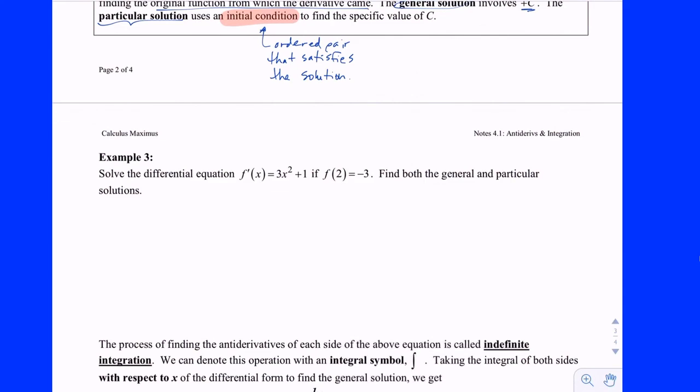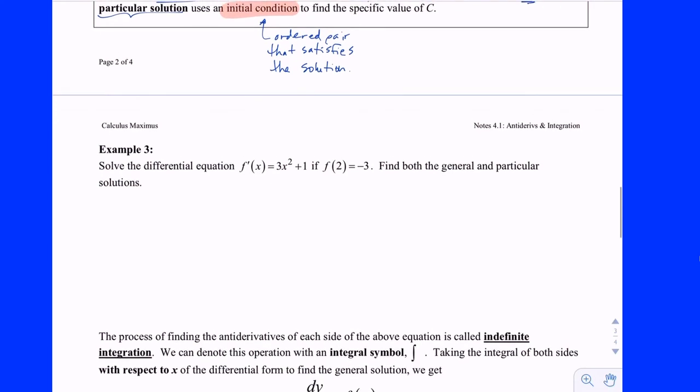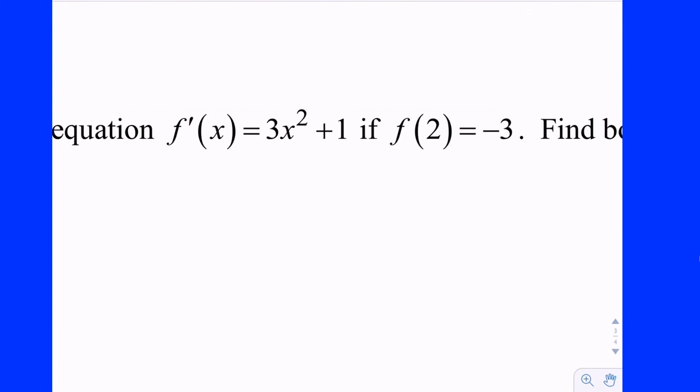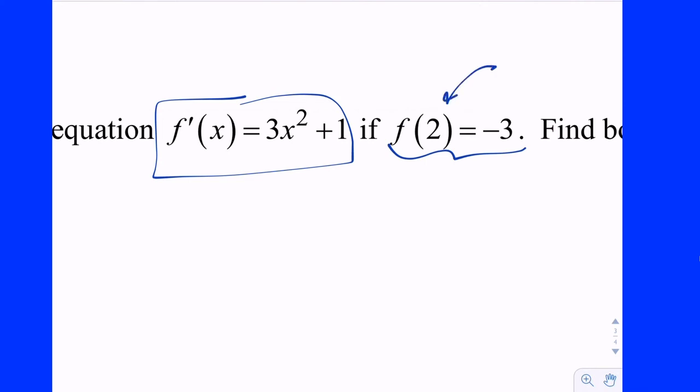All right, very quickly, let's do example 3, and then we'll call it a day. Solve the differential equation f prime equals 3x squared plus 1 if f of 2 equals negative 3. There you go. f of 2 equals negative 3. That's some information about f, and it's an ordered pair. If you want to think about it like this, it's 2 comma negative 3. So my antiderivative of f prime, namely f, has to pass through that ordered pair. So that's going to come into play at the end. You don't do that until after you get the general solution. So that's what we do first.